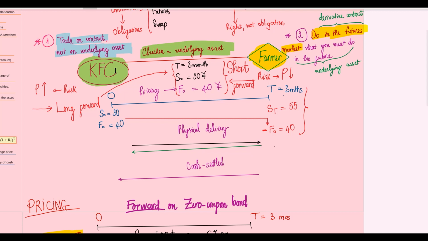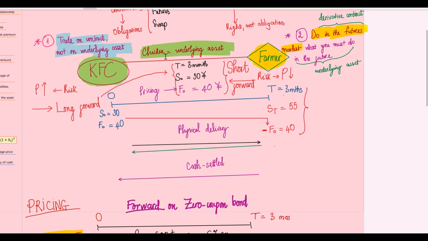In this case, the chicken would be the underlying asset. So you see, the chicken is an asset, and the forward contract itself is also an asset. I know, confusing, right? But don't worry. Here's our first rule of thumb. Trade on contract, not on underlying asset. It means the goal is to find the price of the forward contract, not the price of the chicken, okay?